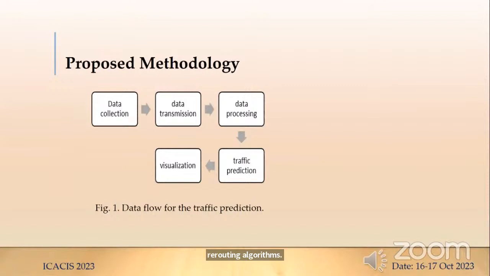This is the data flow for the traffic prediction. When real-time data is collected, it is passed to the cloud environment for data transmission, and then data processing happens in the cloud environment where traffic prediction will be done. Then that traffic prediction can be visualized in real time by the user.